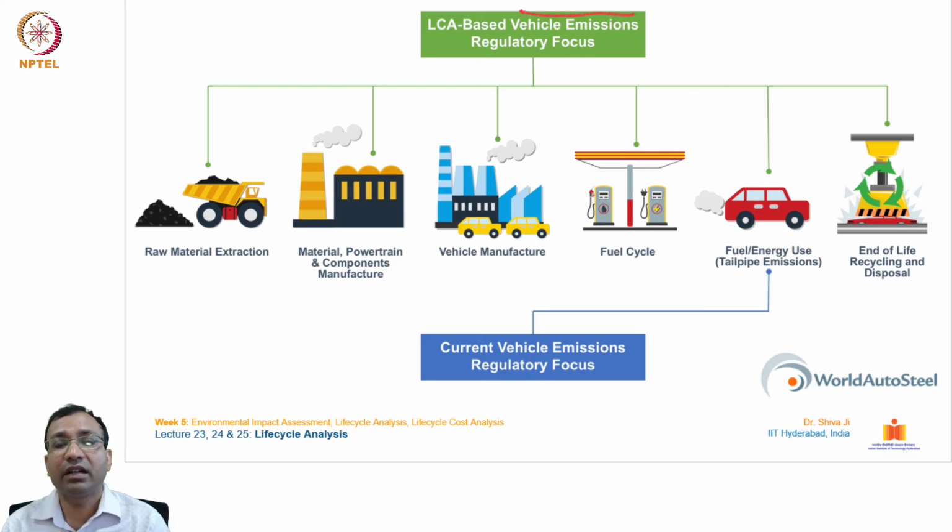Okay, how does a vehicle fare on the LCA parameter? If you see the LCA based vehicle emissions regulatory focus, it goes for raw material extraction, then the material and powertrain and components manufacturing of that vehicle. Then the final vehicle is manufactured, because any vehicle manufacturing company may not be producing all components or parts of that automobile, and may be taking help of several other sub manufacturers and subcontractors who supply the components and parts of that automobile.